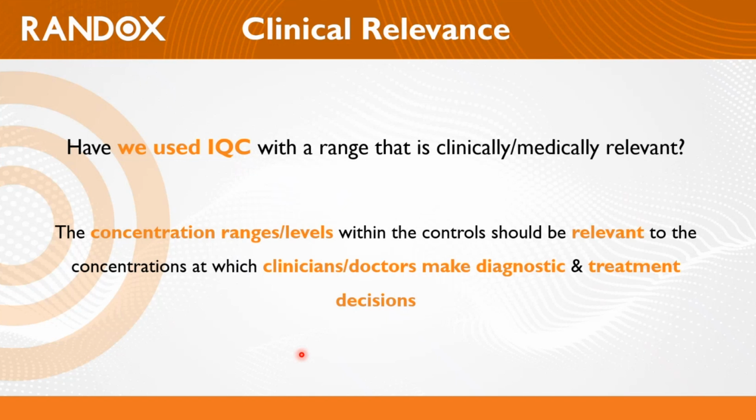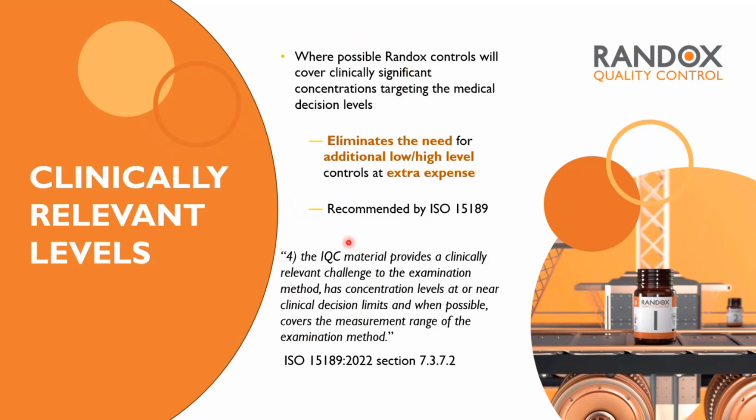Now, the concentration levels within the controls should be relevant to the concentration at which doctors make diagnostic decisions and treatment decisions. That's the simple point. I'm sure every customer can wrap their heads around this. That yes, if we are reporting a particular patient result at a particular range, we should be running QC at that range to make sure that our analyzer is giving us correct results. And this is again mentioned by ISO as well. The ISO guidelines also mention this in ISO 15189:2022, section 7.3.7.2.